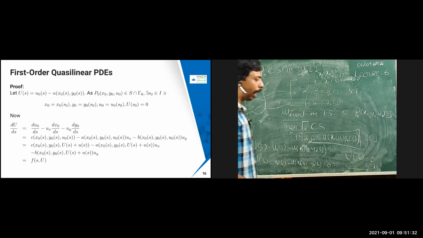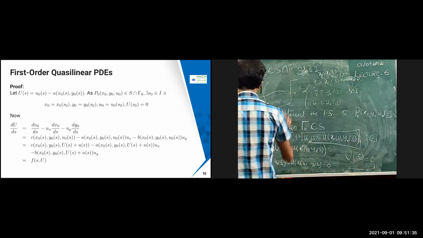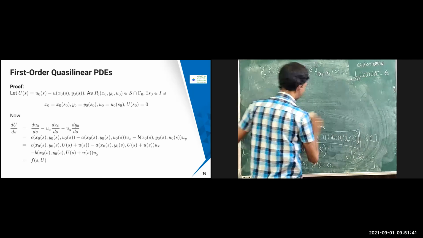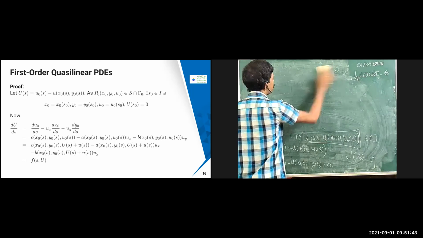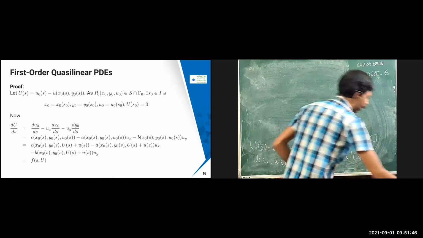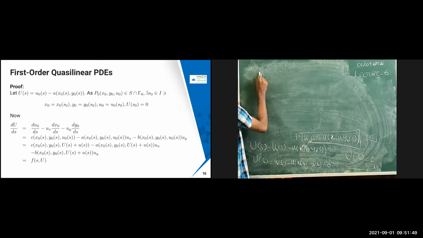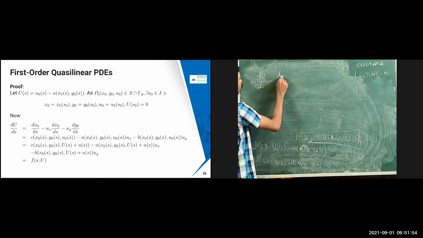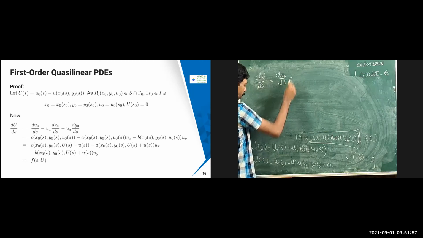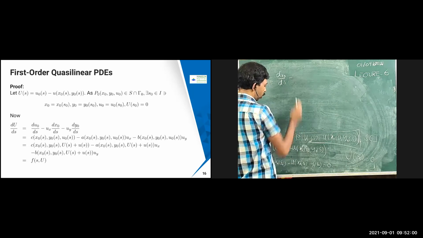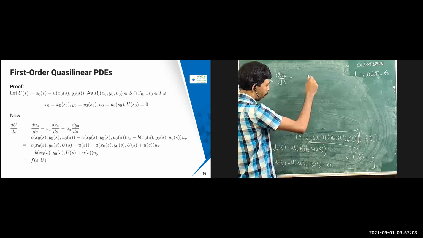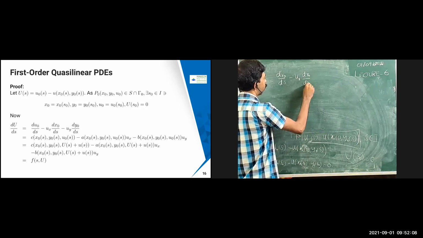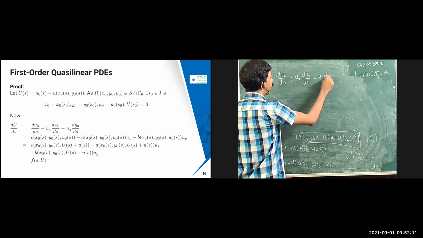Now this is the one I have to prove. So now I have to find dU by ds. dU by ds is going to become du naught by ds minus this one. U is a function of x and y, therefore it is going to become u_x into dx naught by ds minus u_y into dy naught by ds.